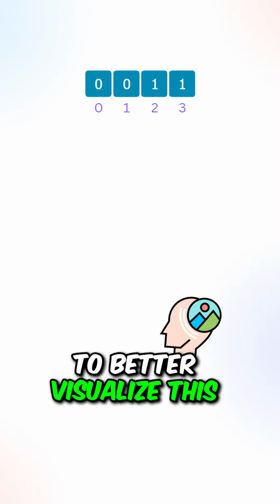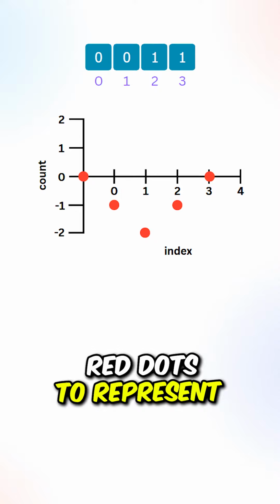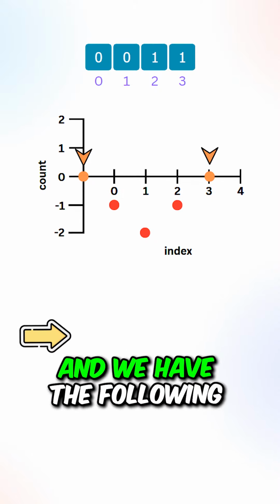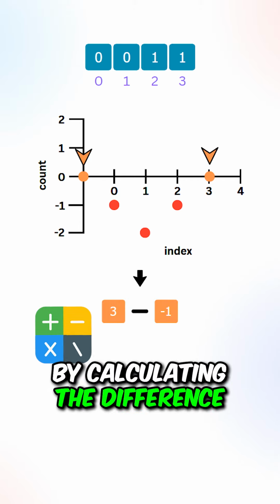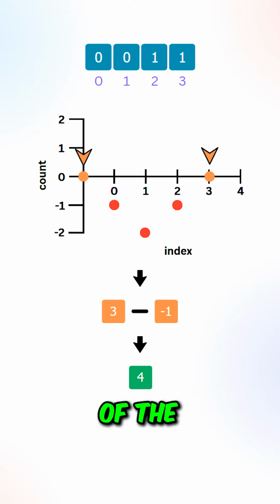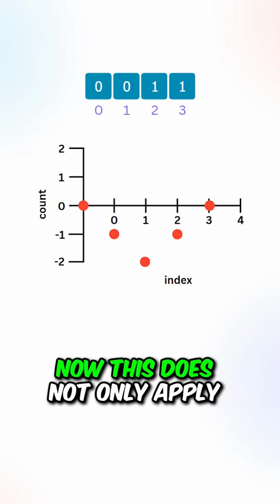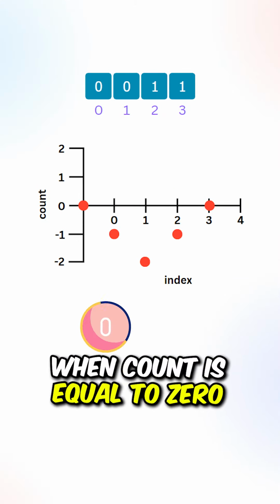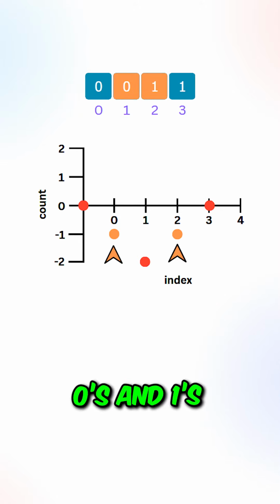To better visualize this, we will plot the count and the index. Now let's say we have the red dots to represent the count at each index, and we have the following where the count is equal to 0. By calculating the difference between the indices, we can find the length of the subarray that contains the same number of zeros and ones. Now this does not only apply when count is equal to 0. When counts are equal, we can also find a subarray that contains the same number of zeros and ones.